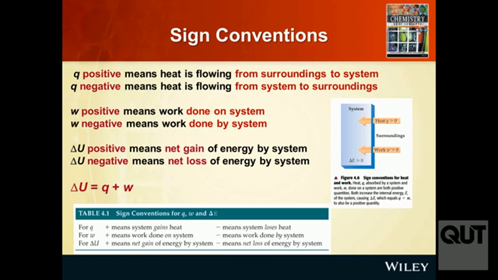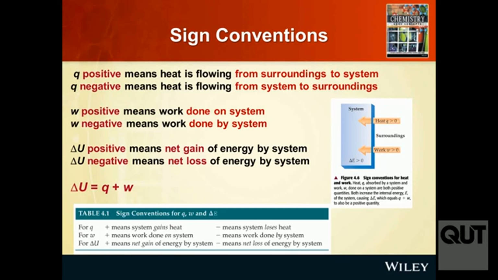So if the little guy inside your system is pulling money from the surroundings, he has a net gain, and so the sign would be positive. If he's paying it out to the surroundings, he has a net loss, which would mean that it's negative. I don't know if that helps you or not. It certainly helped me, but it's one way of looking at it. Work, positive work means work done on the system. Negative work means work done by the system.